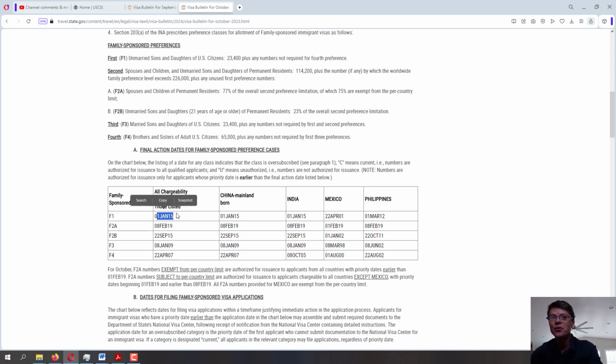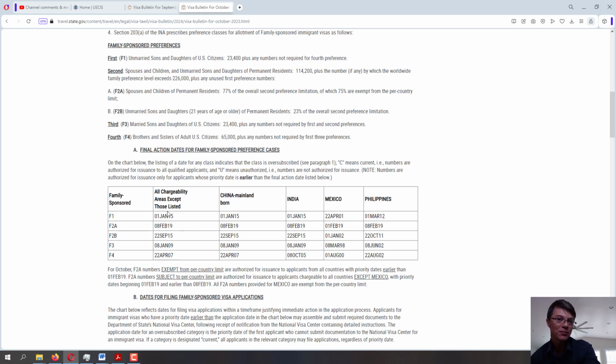That is the priority date. So people in F1 category in all chargeability areas with the priority date on or before January 1st, 2015 are now current. You do get confused pretty easily with this. But that's the priority date that is now current: January 1st, 2015.